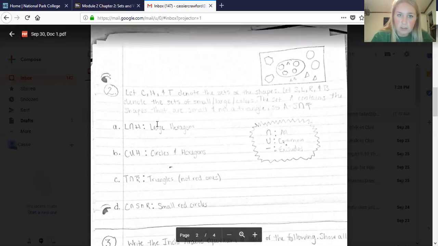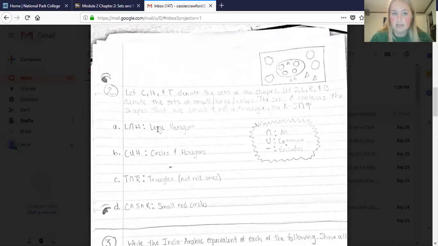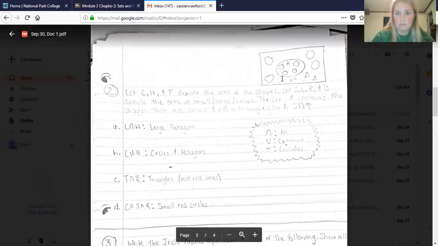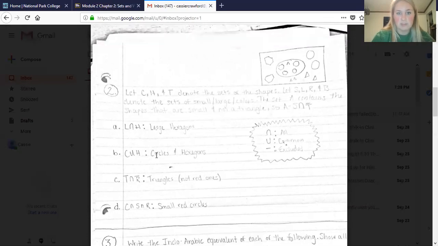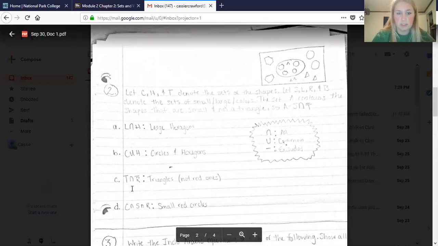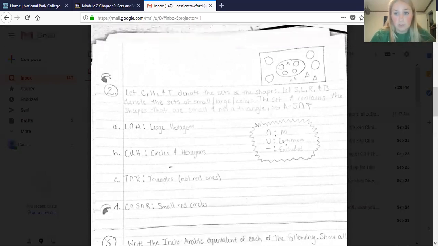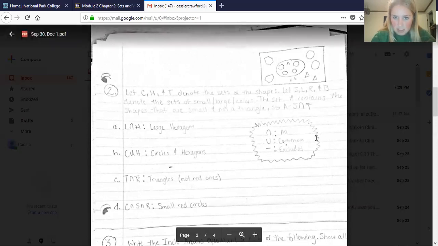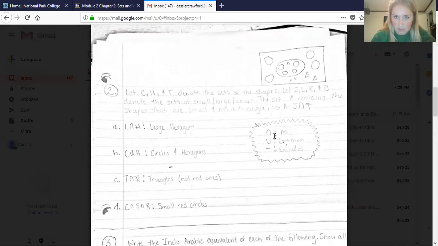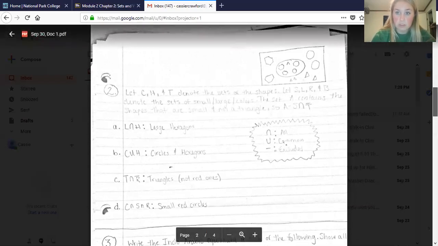So if you look at the actual picture with the colors, problem A is going to be large hexagons, where B is going to be circles and hexagons, C will be triangles, but none of the red ones. And D is just small red circles. And over here, an upside down U represents all, right side up represents common, and then our little dash here is those that are excluded.